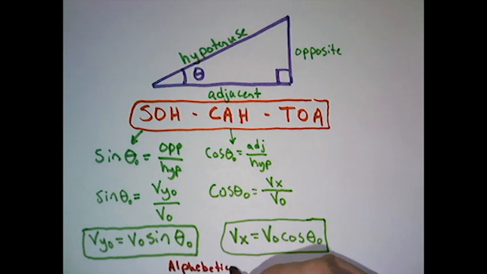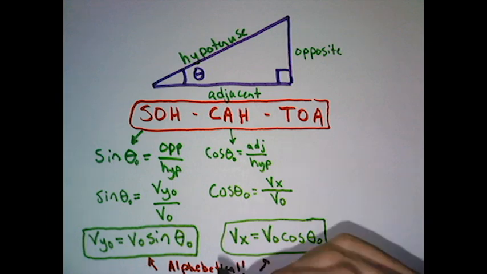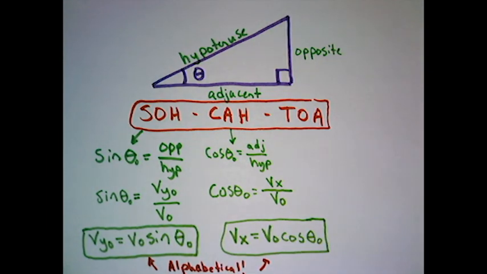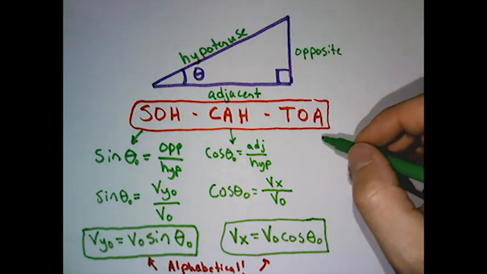It's worth noting that it's basically alphabetical. So x comes before y in the alphabet, so does c before s. So you can think x for cosine and y for sine in alphabetical order.